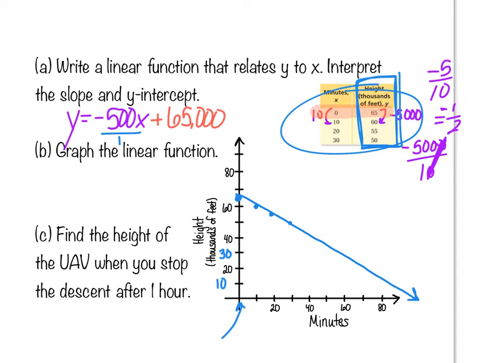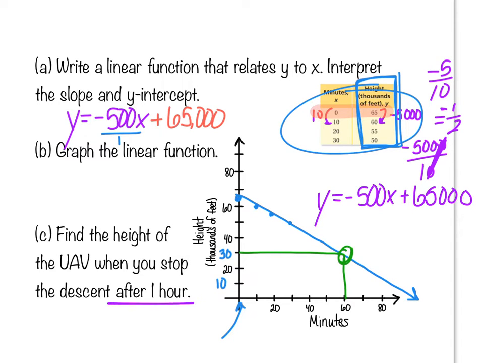And then it says, find the height of the UAV when you stop its descent after 1 hour. So 1 hour would be 60 minutes. So let's check to see how accurate we are. I'm thinking if I did this right, it's going to be at 30,000 feet because we know 60 minutes is 1 hour. But just to be sure, I'm going to go ahead and use the formula that I have here, the function rule, which is y equals -500x plus 65,000, just to make sure we did this right.